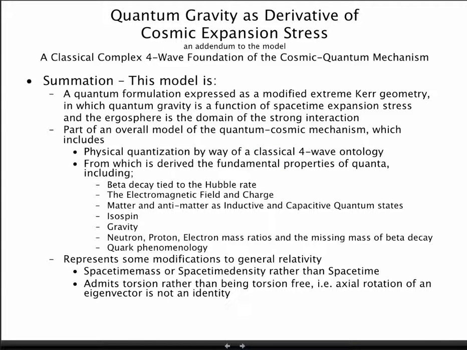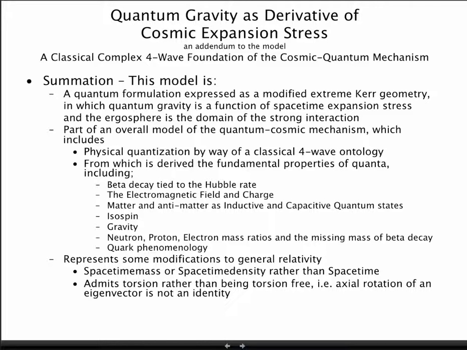In summation, this is a formulation of quantum gravity as a function of spacetime expansion stress, where the inverse curvature is the quantum and the ergosphere is the domain of the strong interaction. It is part of an overall model of the quantum cosmic mechanism which includes physical quantization by way of a classical four-wave ontology. It accounts for the fundamental properties of quanta, including beta decay and charge, matter and antimatter, isospin, gravity, neutron, proton, and electron mass ratios and the missing mass of beta decay, and quark phenomenology.